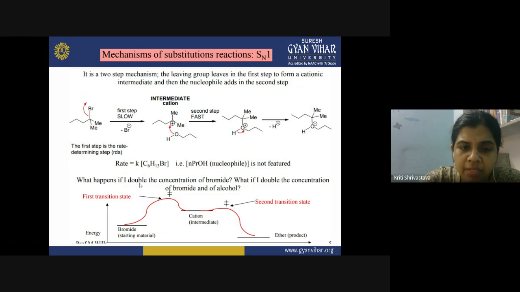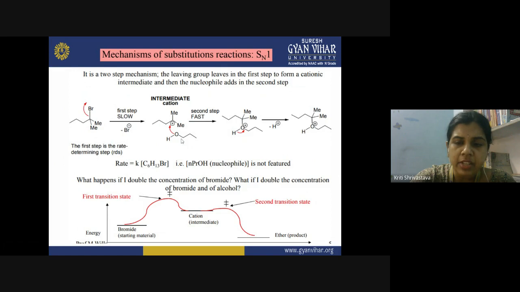So what happens if I double the concentration of bromide here? If I double the concentration of bromide, the rate will also get doubled. But if I double the concentration of the alcohol, which is my attacking group, there will be no change in the rate of the reaction. The rate of reaction will be unaffected by change in the concentration of nucleophile. It is not a part of the rate expression here.